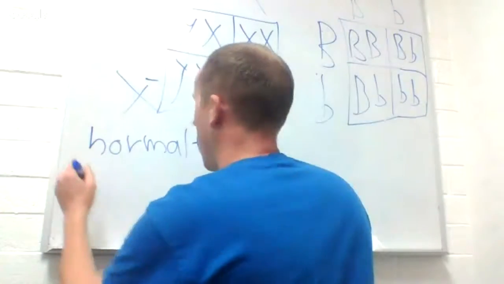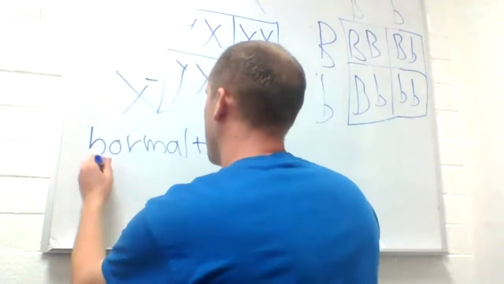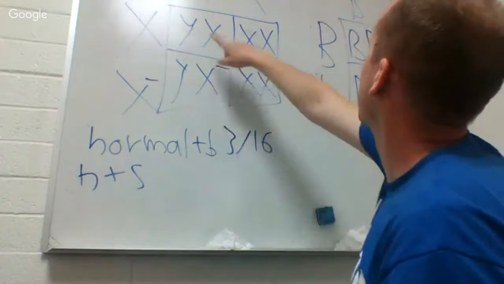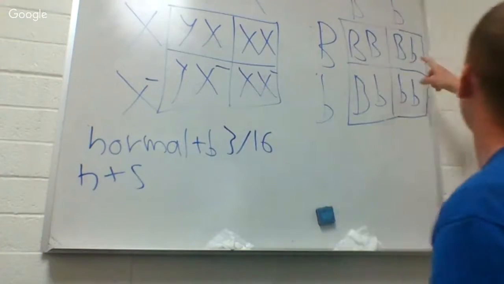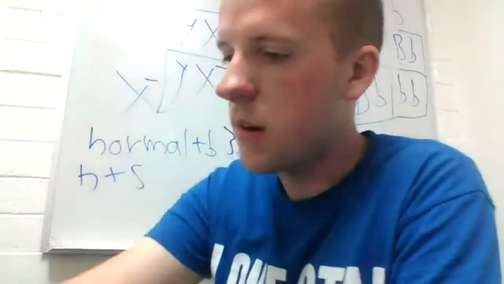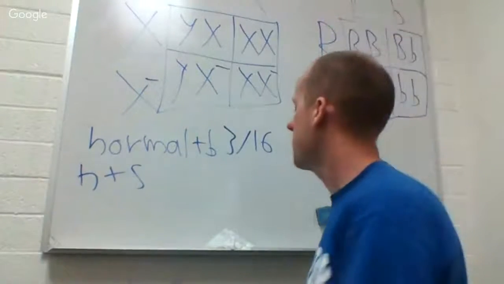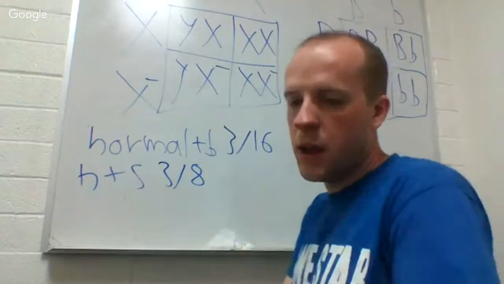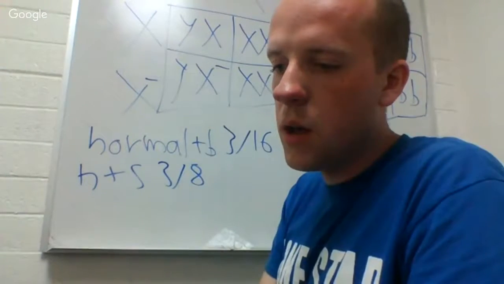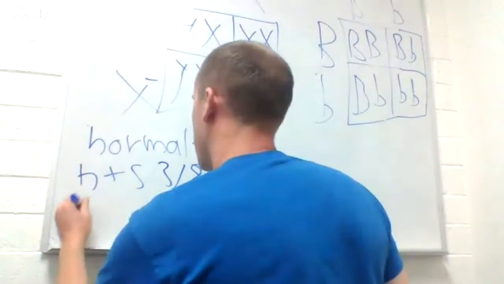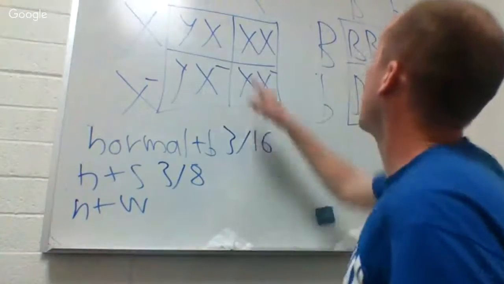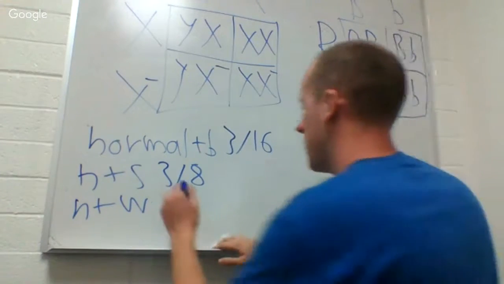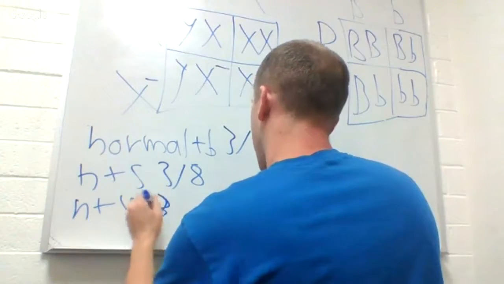And then we have normal, I'm going to abbreviate this, normal and spotted. It's going to be 3/4 times half, which is 3/8. So 3 out of 8 will be normal and spotted. And then next we have normal and white. So there'll be 3 that are normal, and 1 that's white. So it's going to be 3/16. Let me write that correctly.